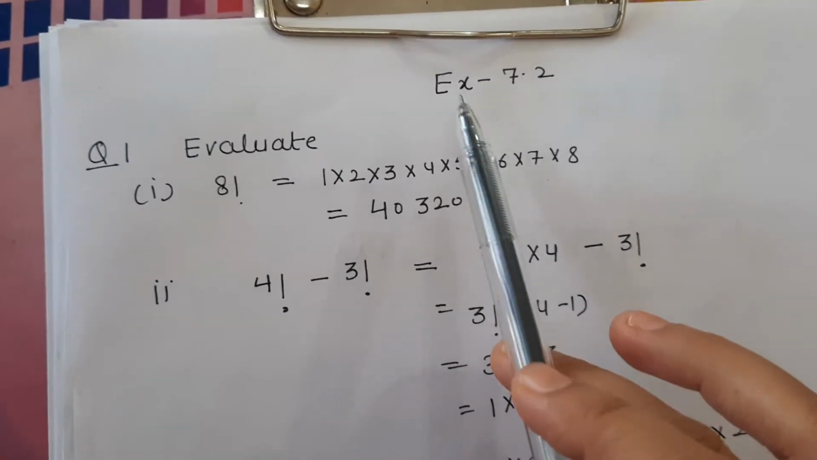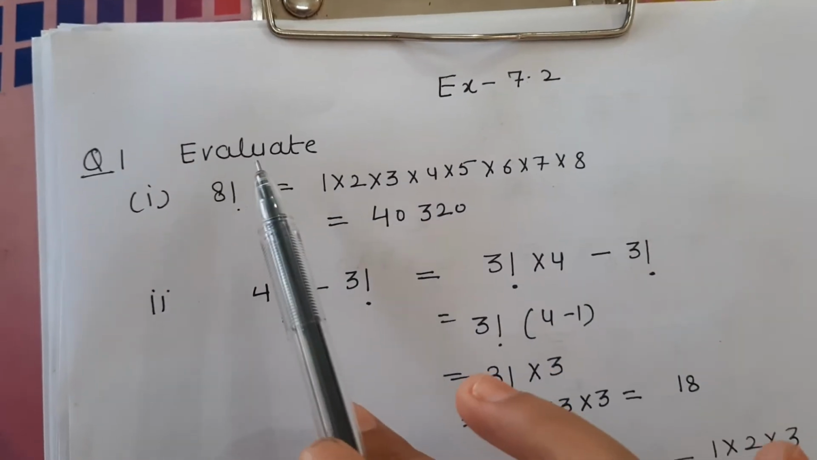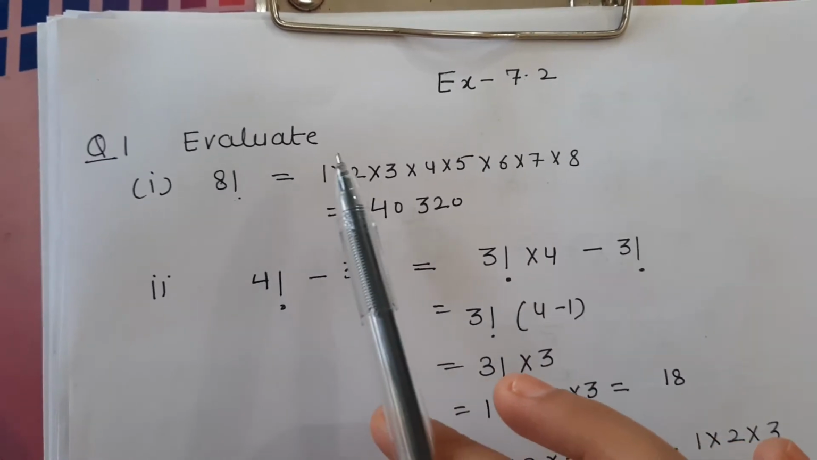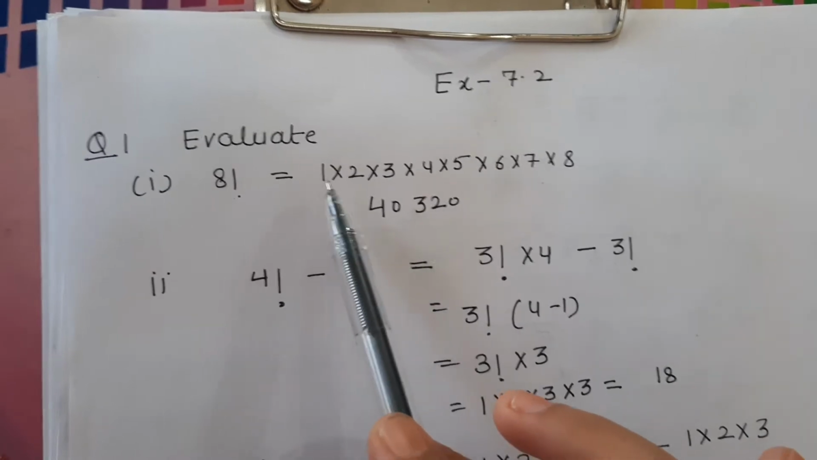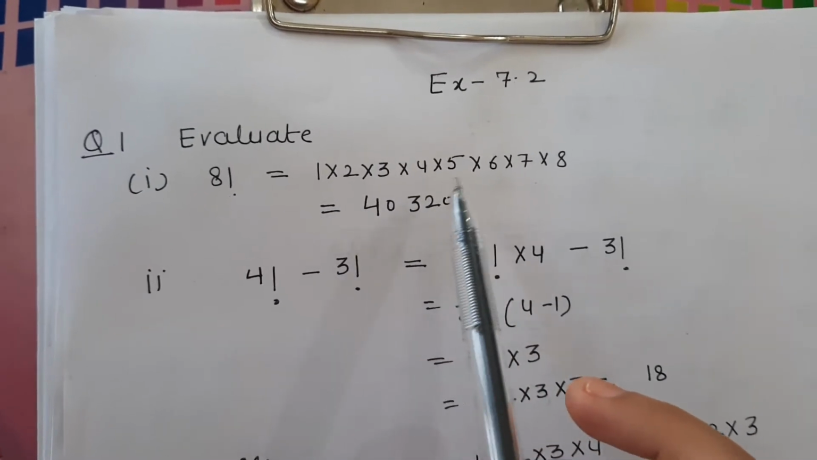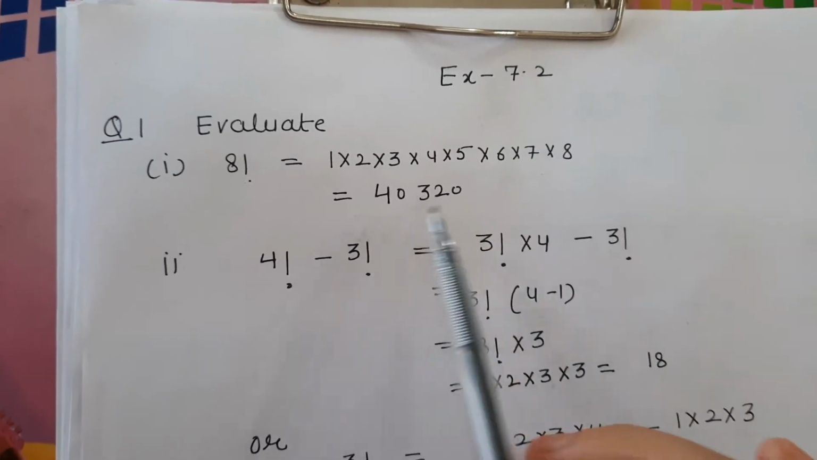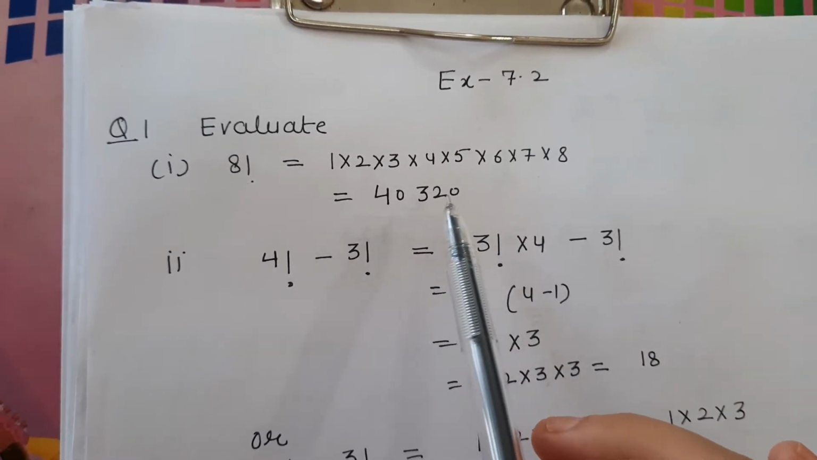Now I am going to discuss exercise 7.2. The first question is evaluate 8 factorial. That means it represents the product of first 8 natural numbers. So 1 into 2 into 3 into 4 into 5 into 6 into 7 into 8. So answer will be 40320.